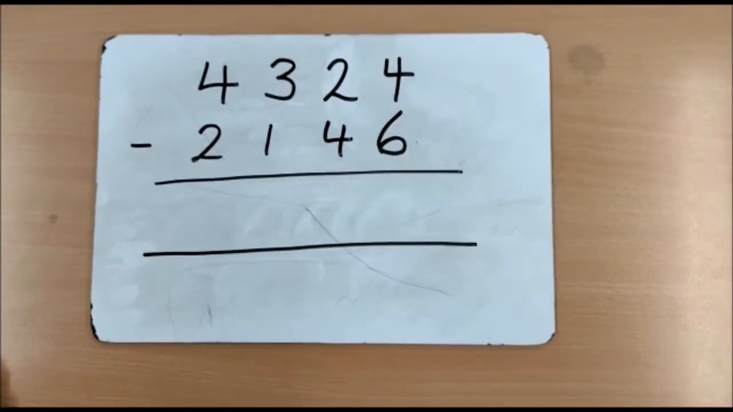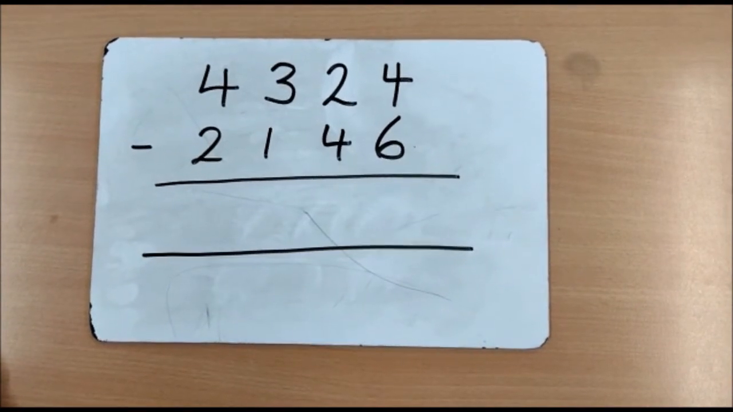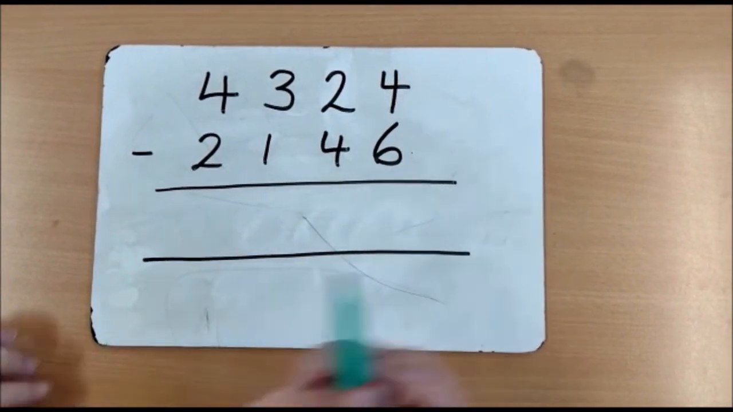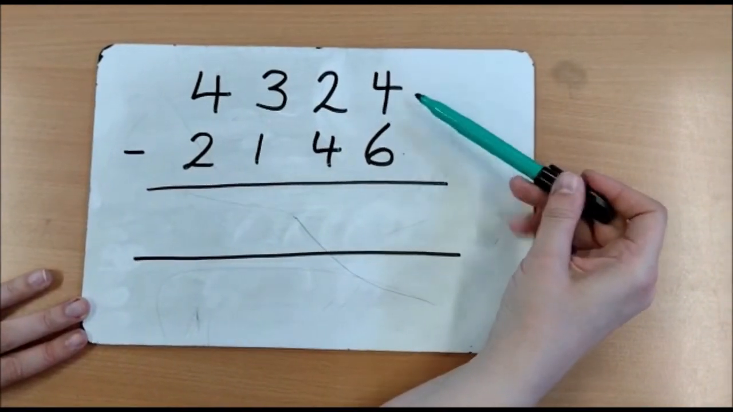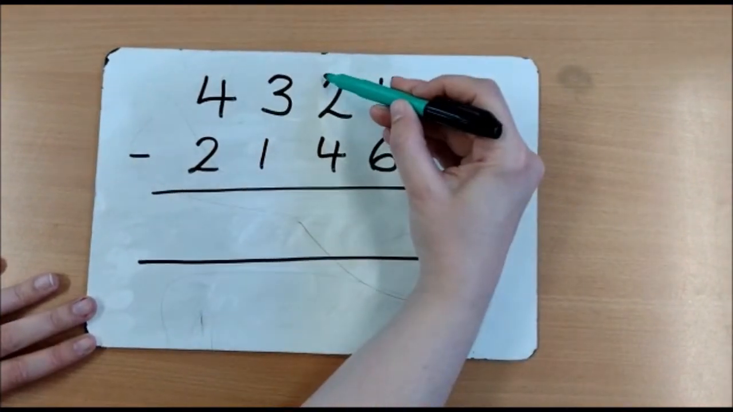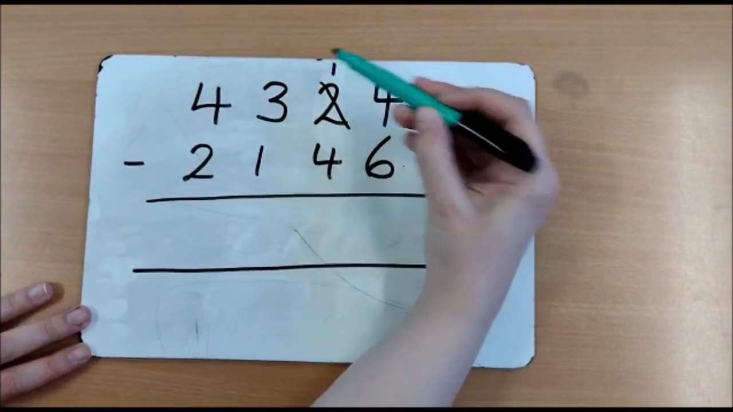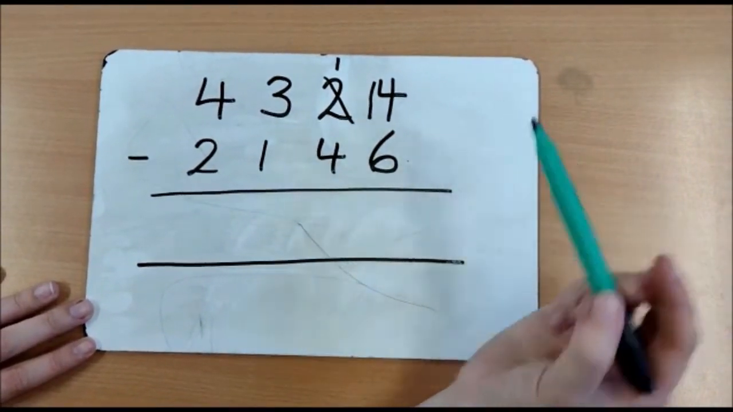In Year 4, children will need to be able to subtract one 4-digit number from another 4-digit number. Again, we start in the ones column. So here we have 4, take away 6. The 4 is smaller than the 6, so we need to exchange in the tens column. So we take 1 lot of 10 with us and we leave 1 lot of 10 here. We then have 14 take away 6, which will leave us with 8.